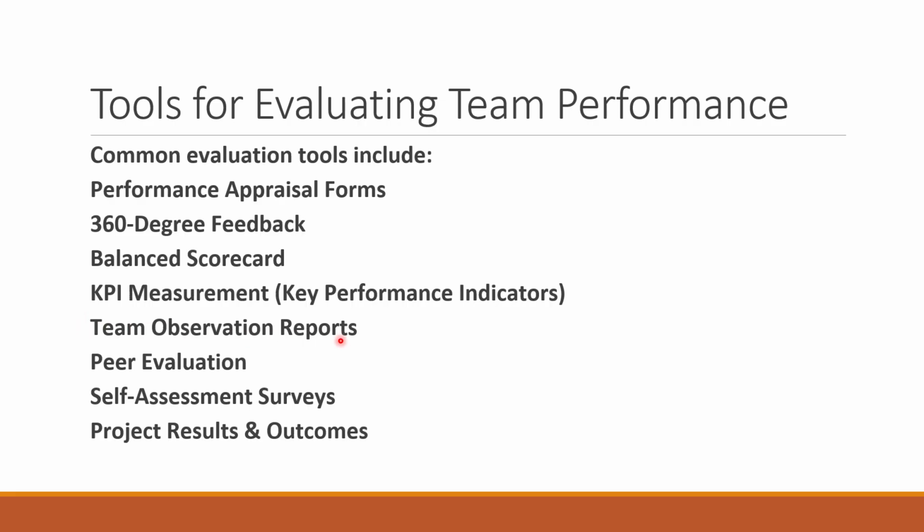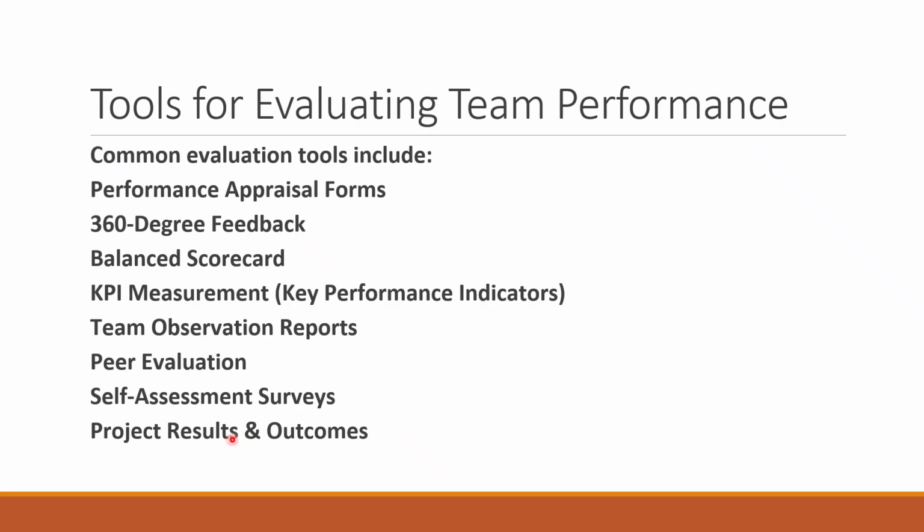Then there is the team observation report, wherein the entire team's performance is observed and a report is prepared, on the basis of which the evaluation is then made. The next method is peer evaluation, where team members evaluate each other's effort and cooperation. Then there are self-assessment surveys, where employees themselves assess their performance. A survey is given to them, and on the basis of their assessment, the manager then assesses it and the entire points are added.